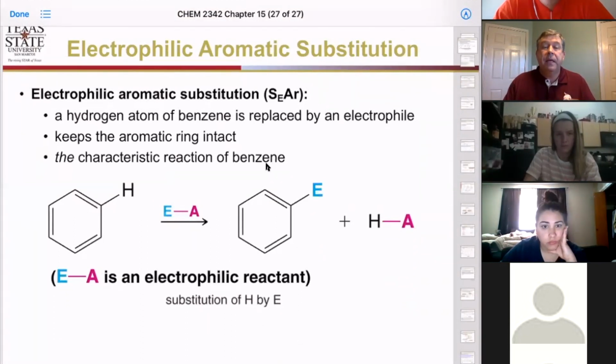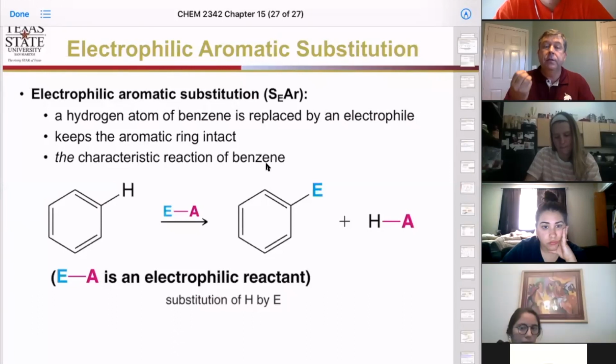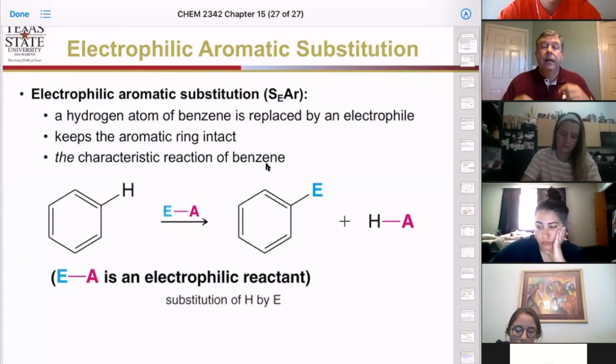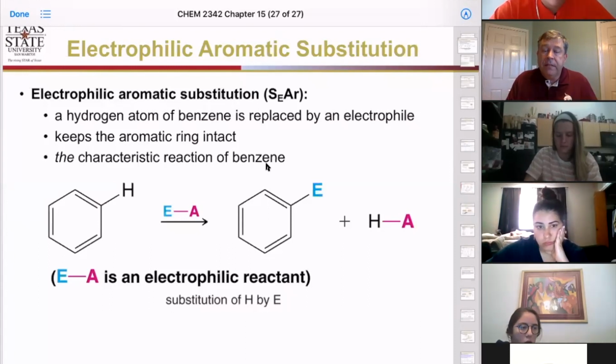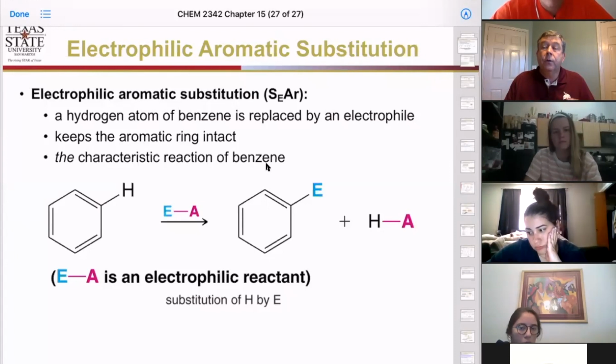Okay, what that means is that an electrophile is going to come in and substitute a hydrogen on the benzene ring, and that way we can generate this new substituent on the benzene ring. So in all cases, we are going to be displacing a hydrogen, okay? In all of these cases, we lose that hydrogen.